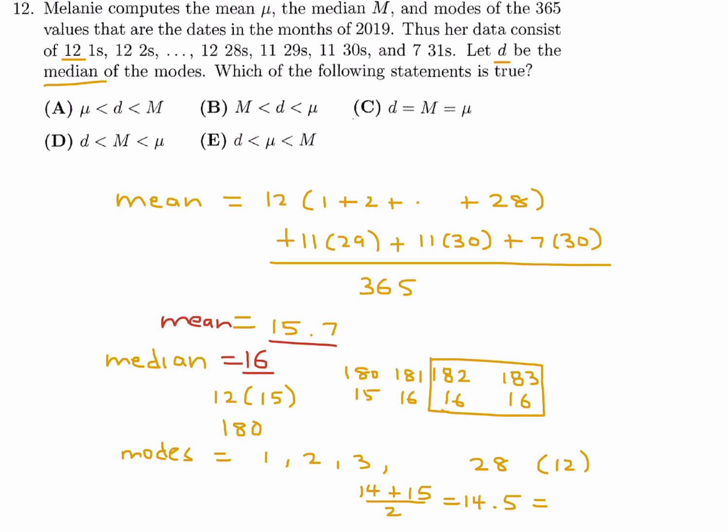This is what they talk about in the question stem. Okay, so now I have to rank the mean, median, and mode. And to me it looks like 14.5 obviously is less than 15.7, which is less than 16. So D is less than the mean, which is less than the median. So that, in terms of the answer choices for number 12, is E.